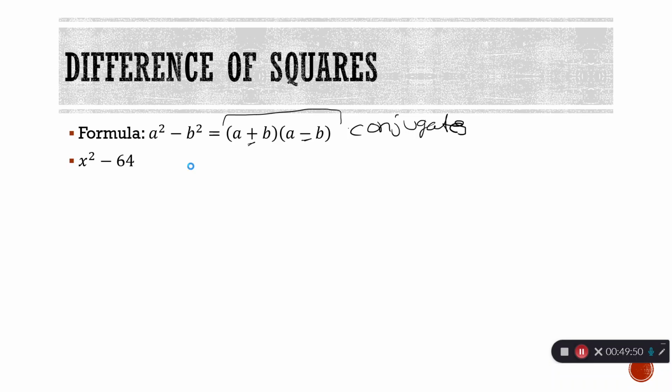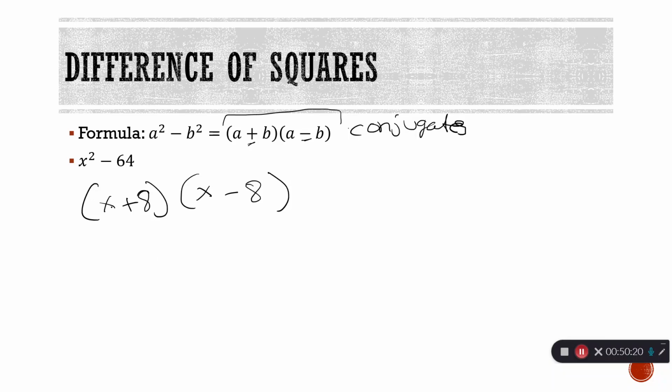So let's try to factor this out. Same thing, one's going to be positive, one's going to be negative. So a squared here, I have x squared, so that must mean these are both x's. And the square root of 64 is 8. So bam, easy as that.